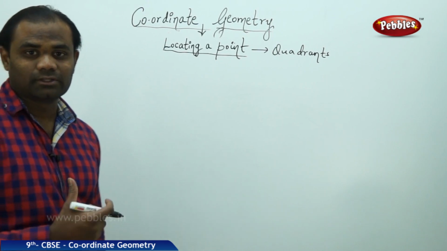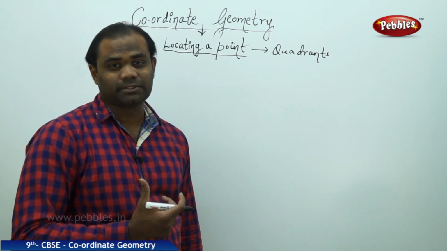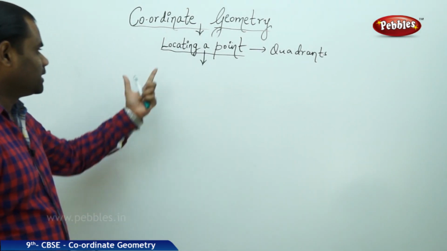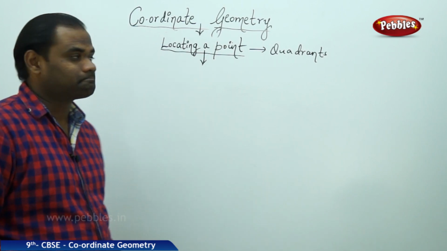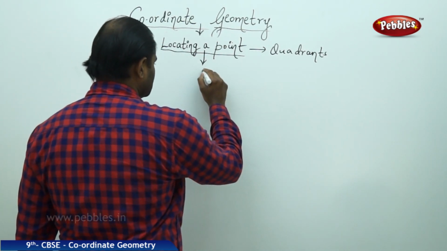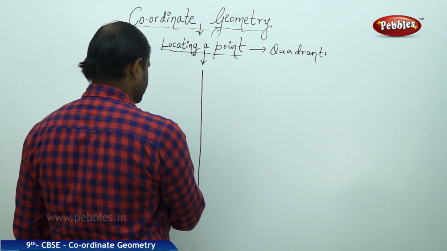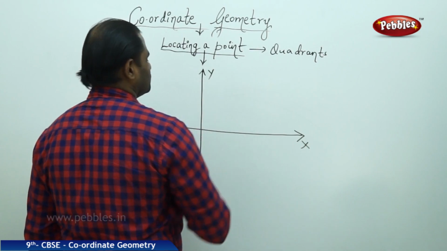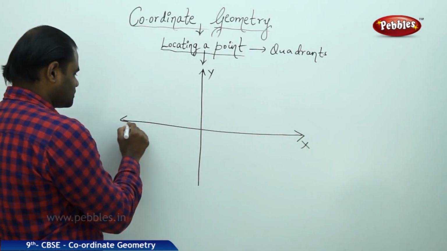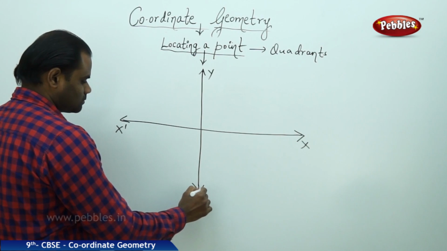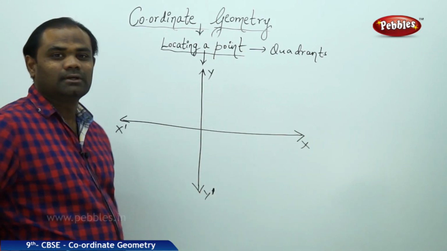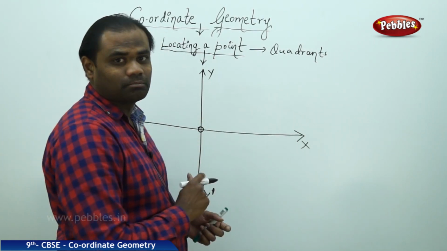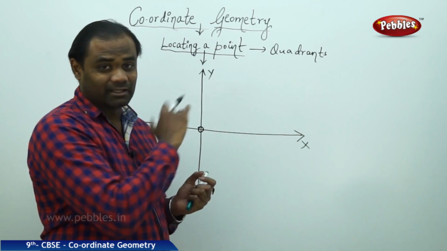So let's revisit the quadrants which we have learned in the previous session to understand the locating of a point. So let's see how we can locate a point. Now when it comes to x and y axis, let's try to locate some points on x and y axis positively, negatively on either sides of the origin.